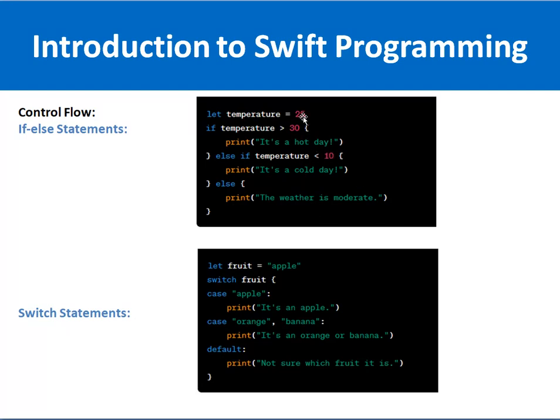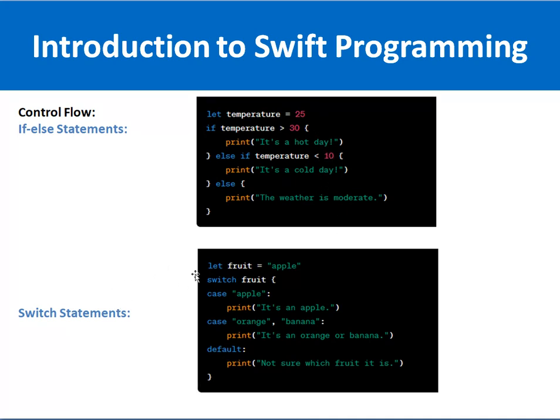So how will it work? This temperature is 25. It will check whether the temperature is greater than 30. No, it's not greater than 30, it's less than 30. So it will check if the temperature is less than 10. No, it's not less than 10, so it will go to else and print "The weather is moderate". So this is the concept of how it will compile and how it will execute.